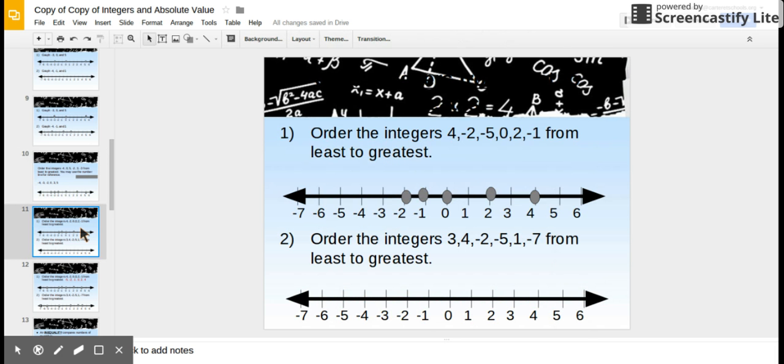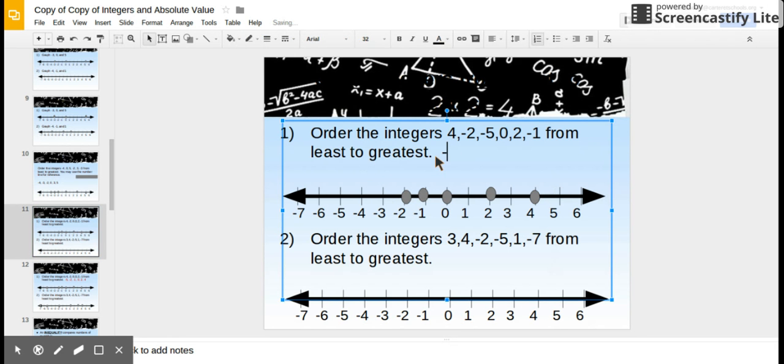All right, so now it's your turn. Why don't you try, or actually here, I have another question. Order the integers 4, -2, -5, 0, 2, -1 from least to greatest. I already graphed them, and then you just move from least to greatest. So the first one would be -5, -2, -1, 0, 2, and 4. Those are my integers from least to greatest.